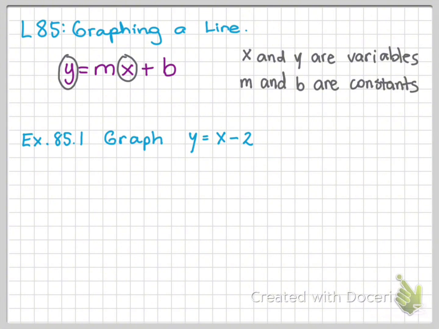Now, I'm going to just introduce this to you. We're not going to be using this information in this lesson a lot, but it's good that you understand what's happening. M is what we call the slope, the direction of the line. And b is what we call the intercept with the y-axis.